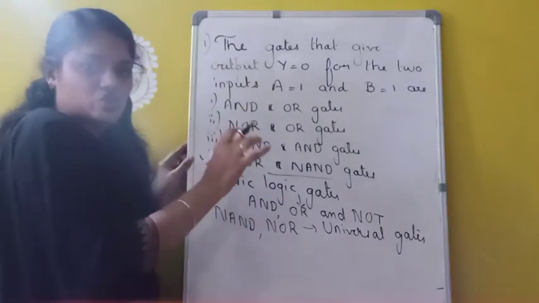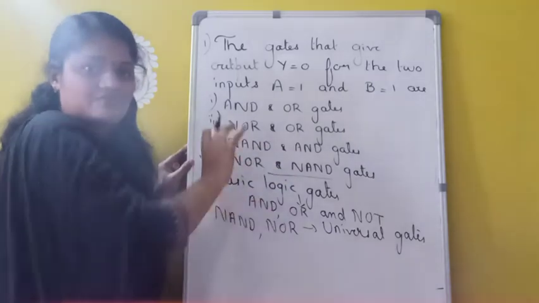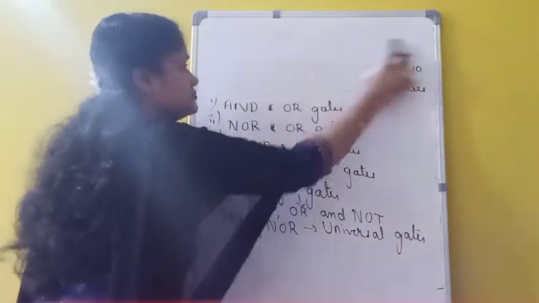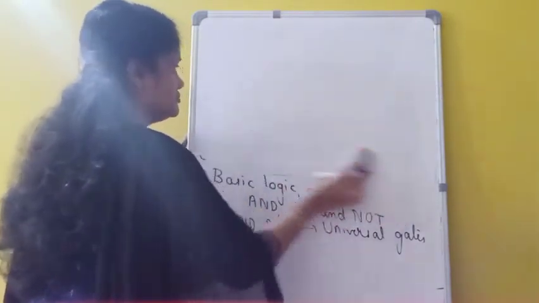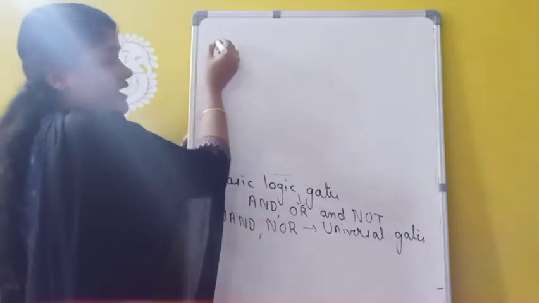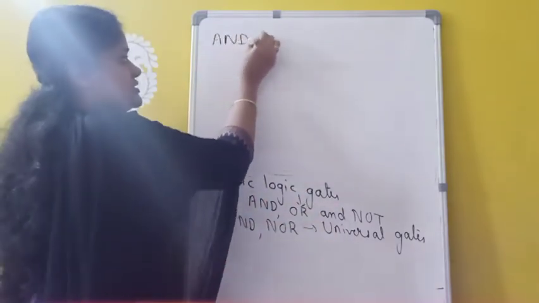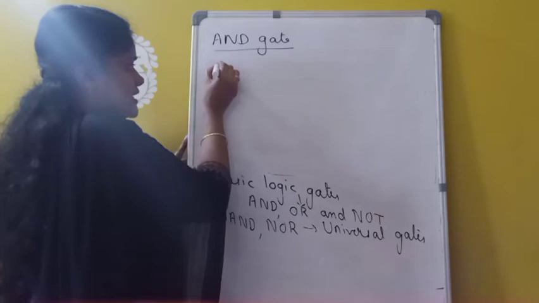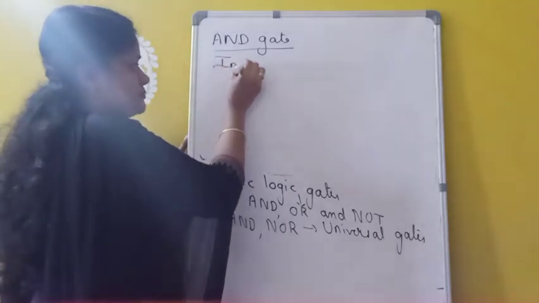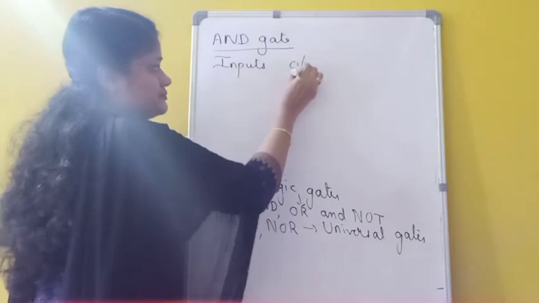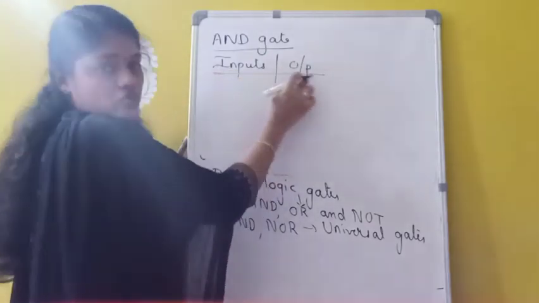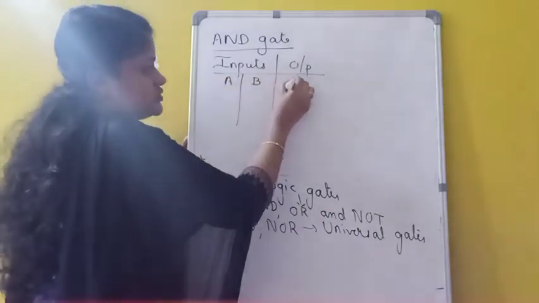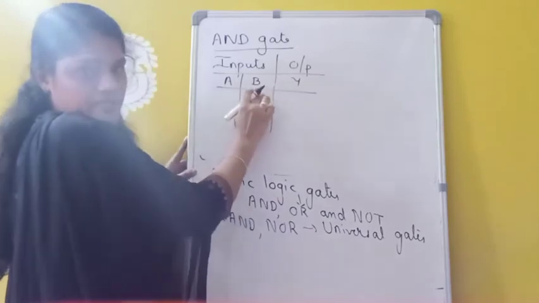So now, for this answer, first of all we should know the truth table, Boolean expression as well as symbol for all these basic logic gates. First I am going for the AND gate. AND gate is one of the basic logic gates. First of all I am putting inputs and output. There are two inputs and one output. The first input I am taking as A, the second input as B, and this Y is the output.